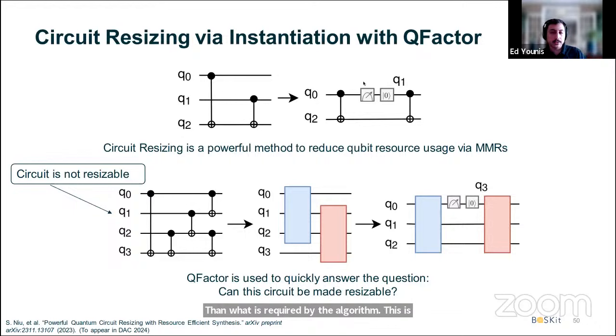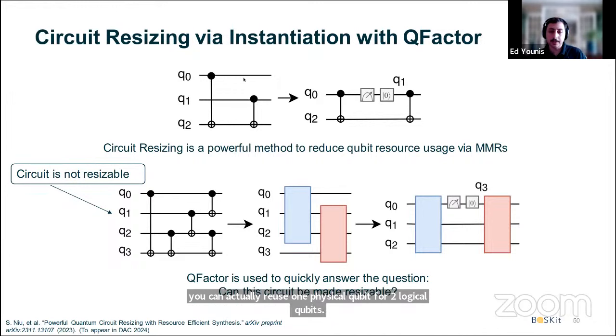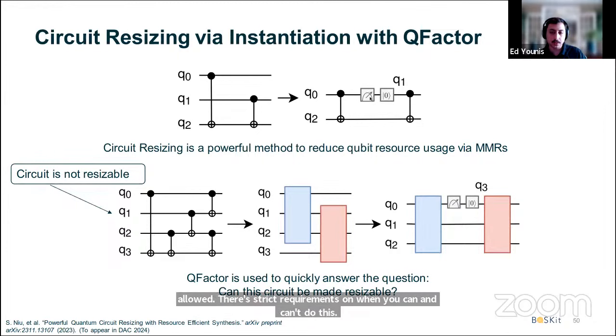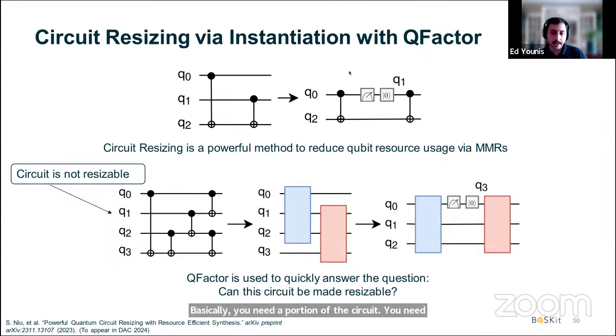By inserting mid-circuit measurements and resets at certain points in the circuit execution, you can actually reuse one physical qubit for 2 logical qubits. This can be done multiple times, depending on circuit structure, when it's allowed. There are strict requirements on when you can and can't do this. Basically, you need to be able to schedule the gates in such a way that to the left of some line, you're not using one qubit, and to the right, you're not using the other.